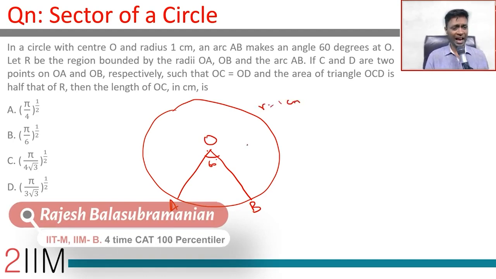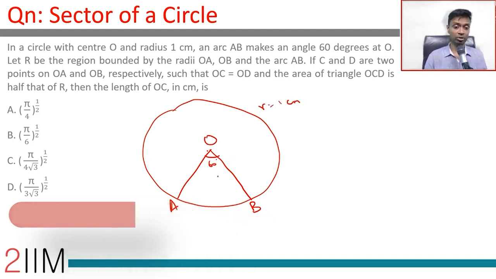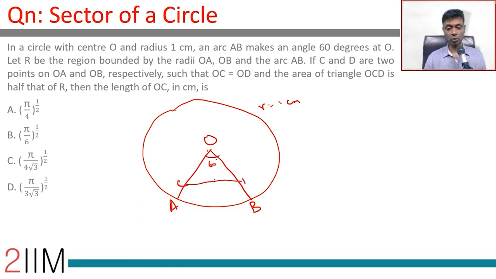What have we got? Let R be the region bound by the radii OA, OB and the arc AB. So the sector is R. C and D are 2 points on OA and OB such that OC is equal to OD. Wonderful. So OC, OD, these two are equal. Let's say A and A. So it's an equilateral triangle OCD. The area of triangle OCD is half that of R.